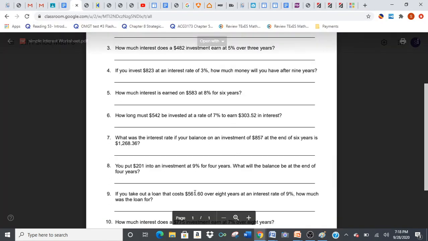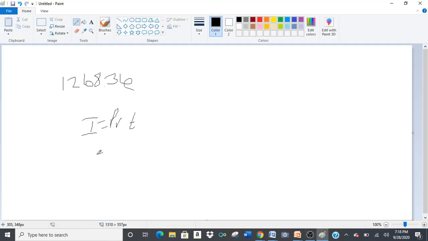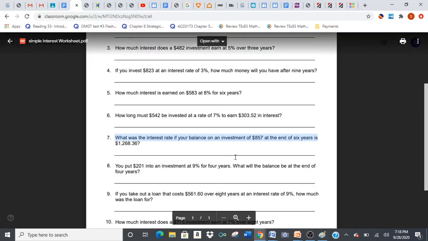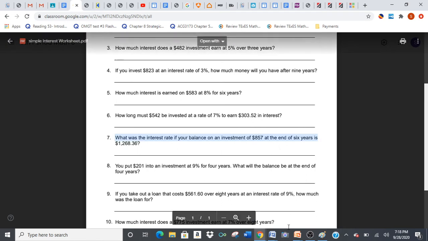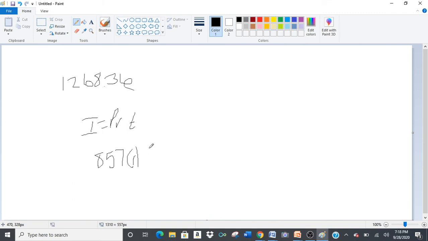So what is the principal? The principal in this case is $857 because that was his initial investment. All right, and R, we don't know. That's what we're looking for. The T is time. It's measured in years, and it says at the end of 6 years. So that would be 6.